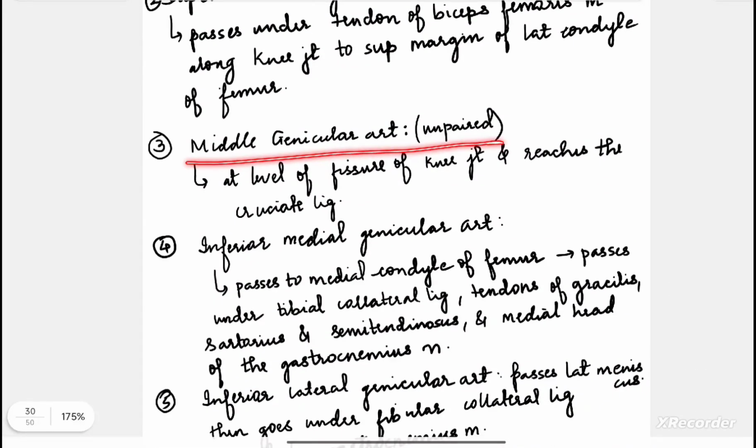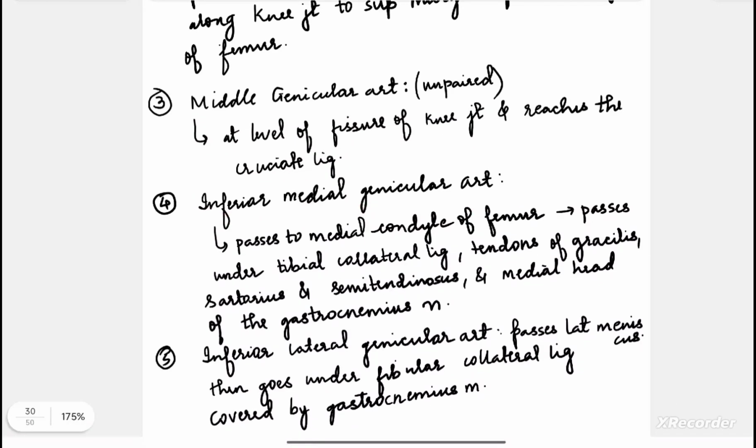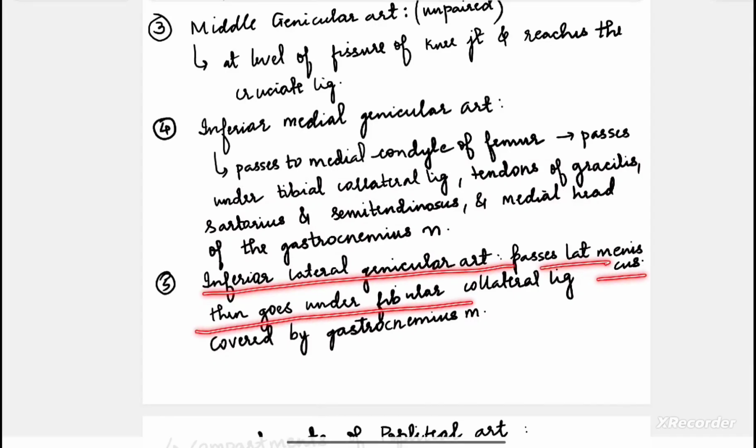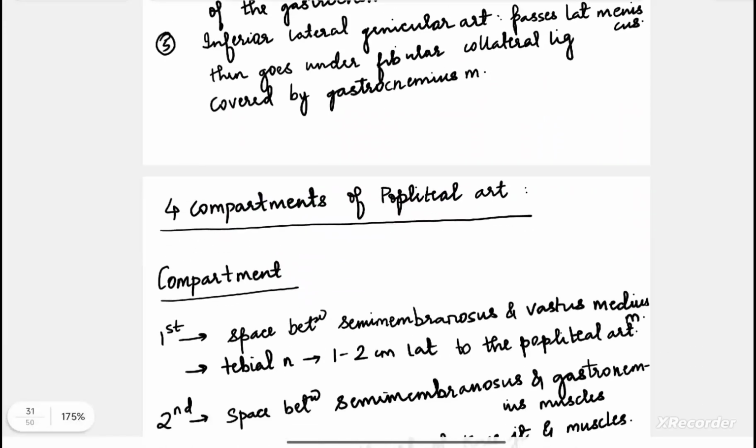The middle genicular artery is unpaired and it passes at the level of the fissure of the knee joint and reaches the cruciate ligament. The inferior medial genicular artery passes to the medial condyle of the femur, under the tibial collateral ligament, tendons of gracilis, sartorius and semitendinosus, and the medial head of the gastrocnemius muscle. The inferior lateral genicular artery passes the lateral meniscus, then goes under the fibular collateral ligament covered by the gastrocnemius muscle.